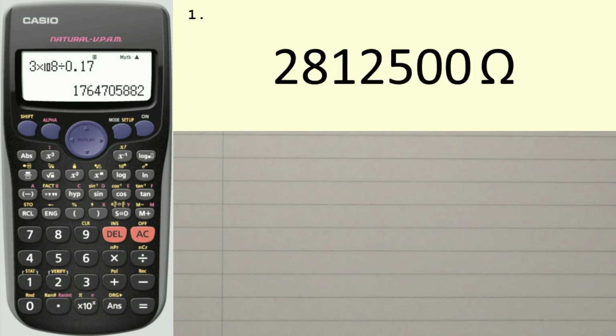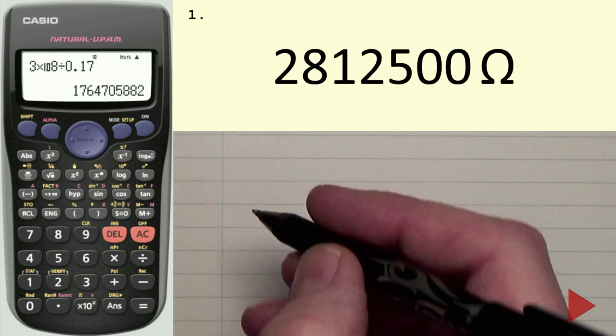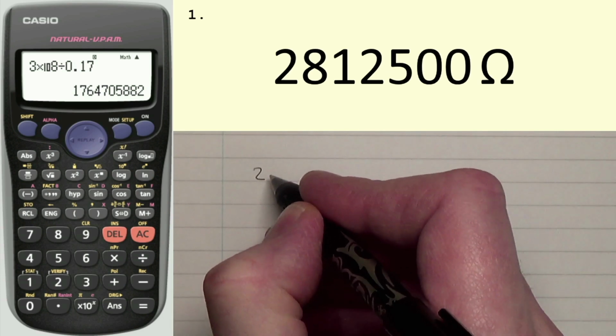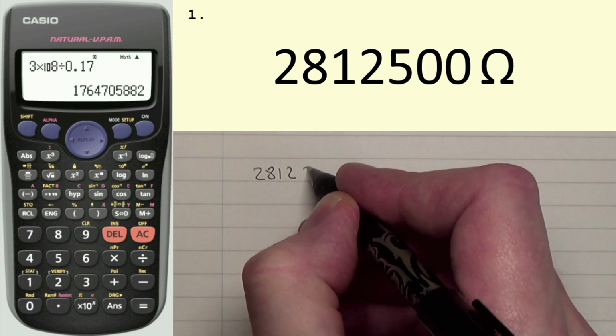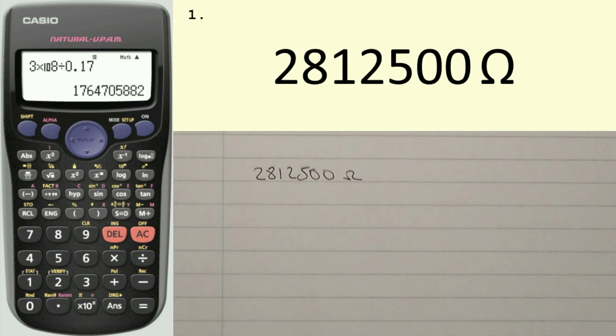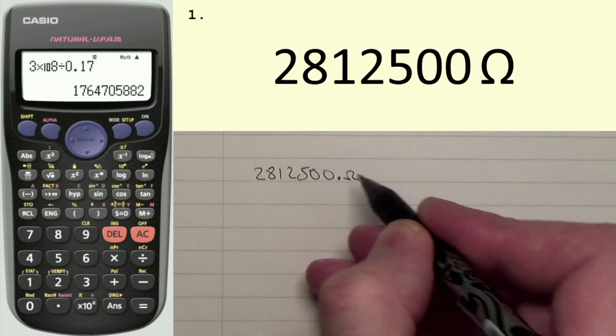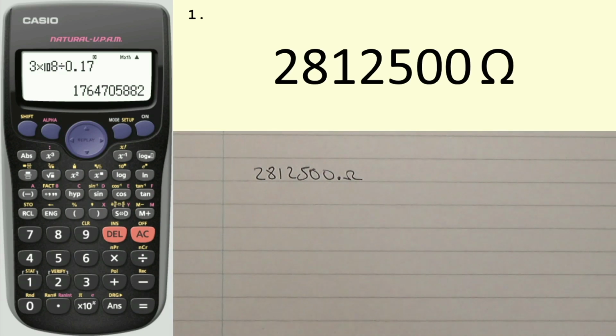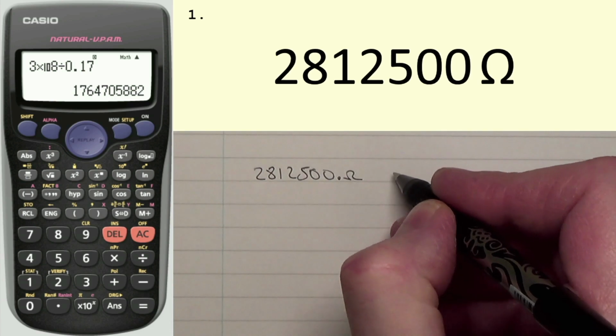So we have a resistance of 2812500 ohms. If you want to pause the video now and then play it when you're ready. Okay, so this first number, I'll just write it down, in fact, is 2812500 ohms. Again, the point would basically be here, right at the end. And I would actually have to write that like so.